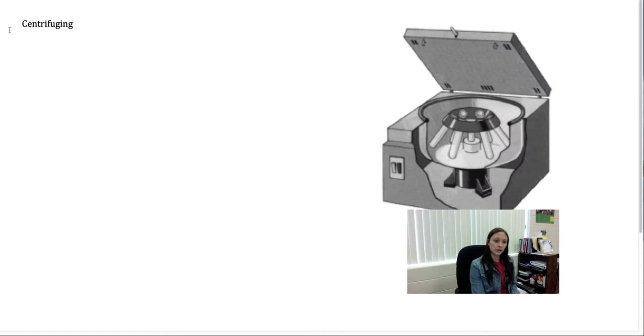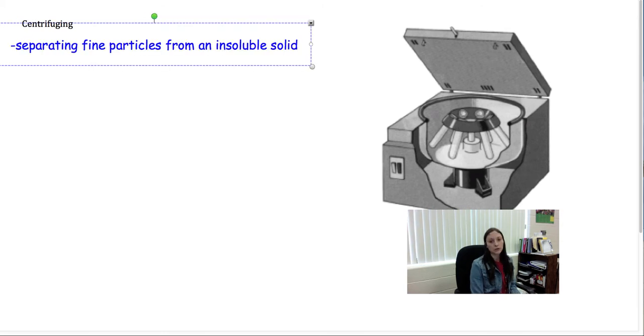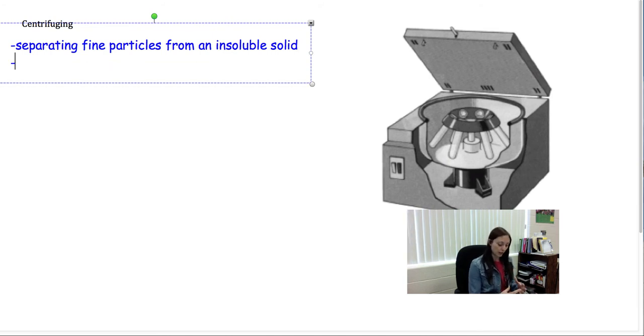Okay, a new one is centrifuging. If you are centrifuging, that means that you are separating fine particles from an insoluble solid. So you're going to have a solution with some particles floating around in it, and they're usually going to be very, very fine particles. Something that really wouldn't work very well with filtration or decanting. The particles would end up just going with the liquid that you don't want. So this will separate out fine things.